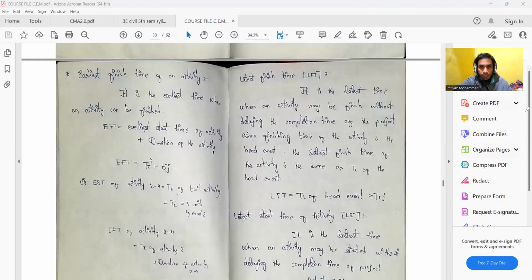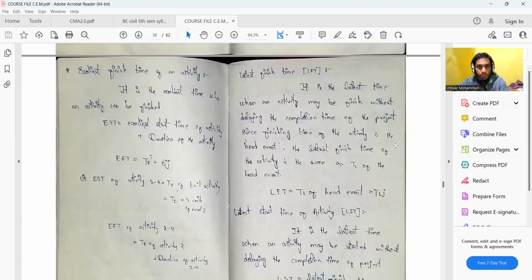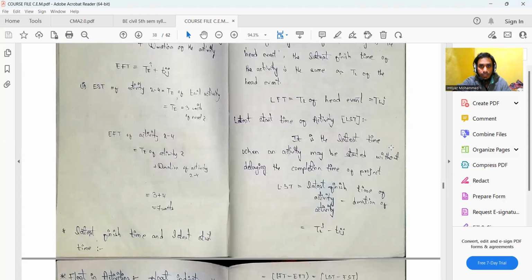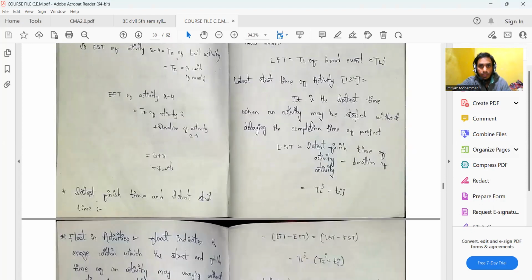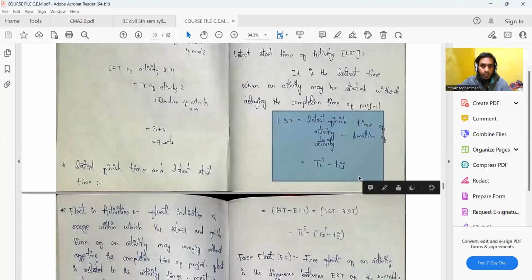Now, latest start time of the activity. After latest finish time, we have latest start time. Latest start time is when an activity may be started without delaying the completion time of the project. So we have this latest finish time, which is the same as TLJ, TL of the head event, and latest start time, the latest time when an activity may be started without delaying the completion time of the project. The LST formula is TLJ minus TIJ.